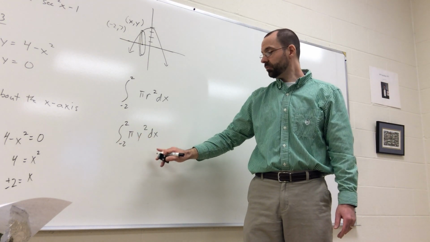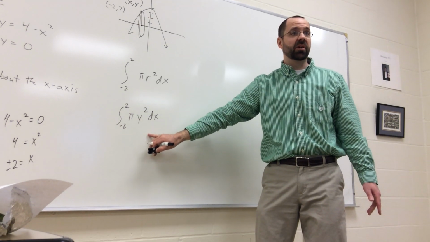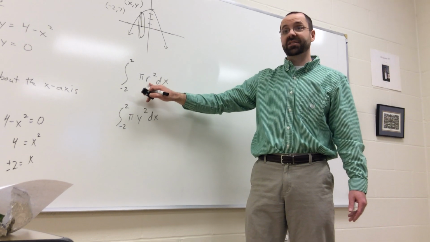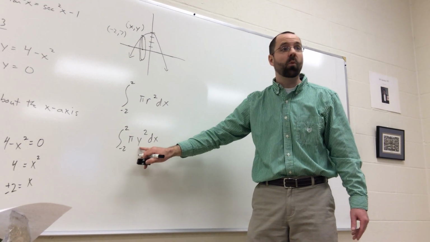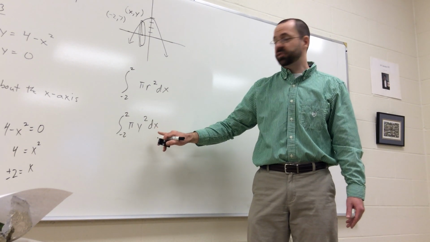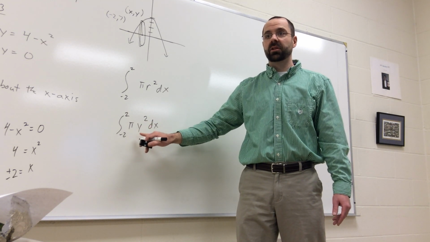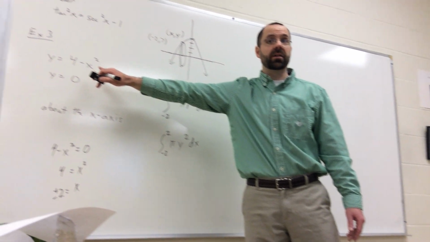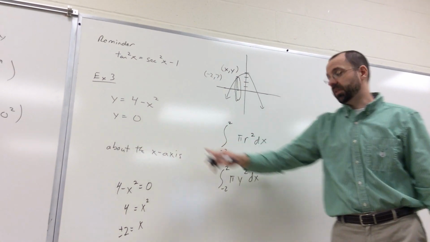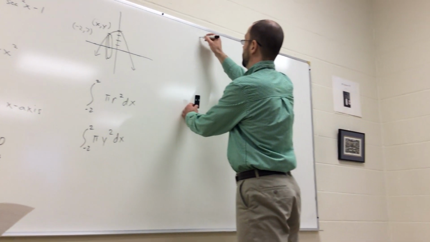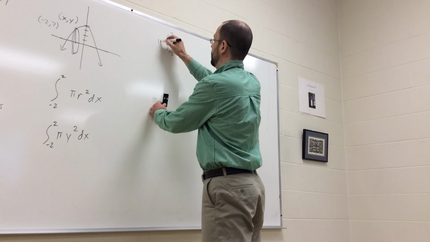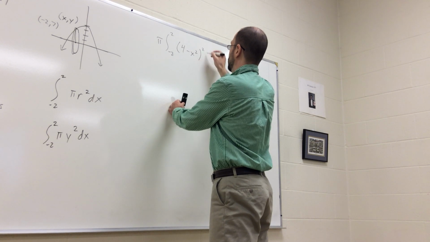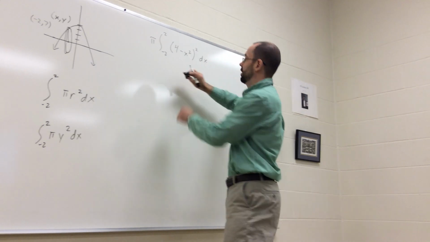Good. This is still not fabulous though, right? Because I still have two variables in my problem. This was bad because I had an r and an x, and this is bad because I have a y and an x. So I still need to get rid of the y somehow. But the y is 4 minus x squared. So I can calculate that. So this will be -2 to 2, bring my pi out front, 4 minus x squared dx.